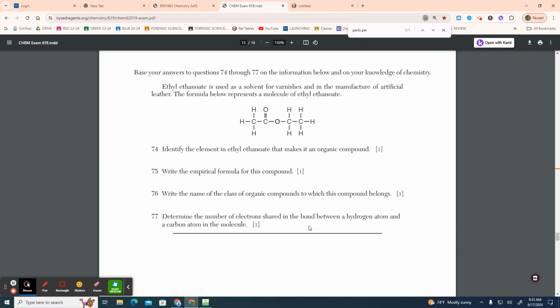Identify the element in ethyl ethanoate that makes it an organic compound. Carbon. Carbon makes anything an organic compound, every single time. See? Organic every single time. Did that have anything to do with varnishes, solvents, or esters? Nope.